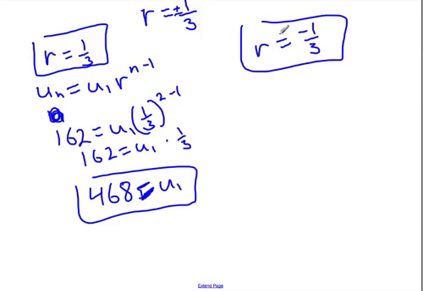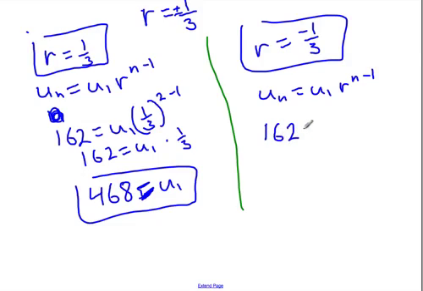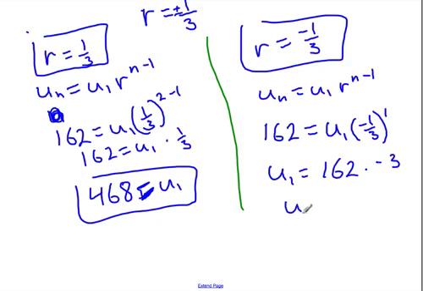And let's try it with r equals negative 1/3. Again, we have the same formula, and this is the same, and this is the same. The only thing different is the r value. And this will be the same as well, which will be to the power of 1 eventually. So we're going to have u sub 1 equals 162 times negative 3. So in this case, u sub 1 equals negative 468.